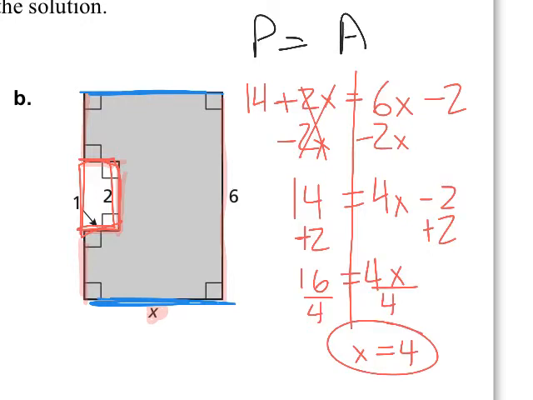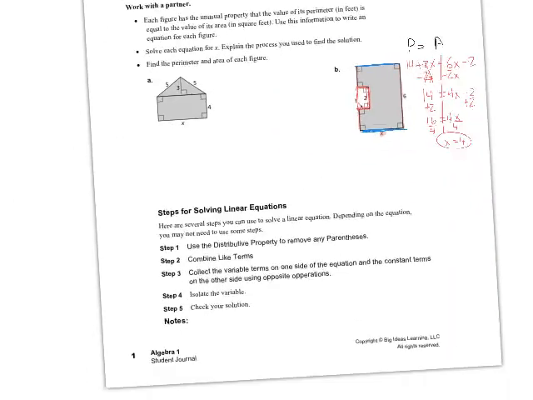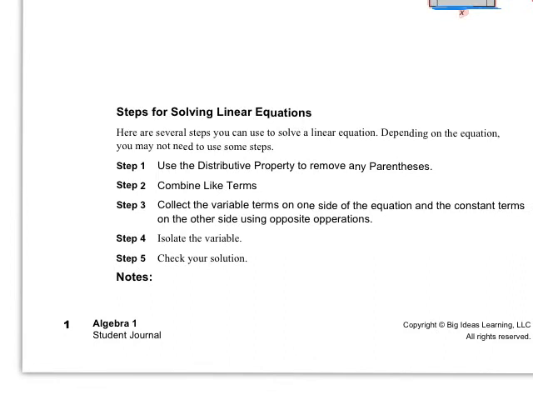All right. Down at the bottom, there are some important steps down here. You can see that we always want to do step 1 and 2, using the distributive property to get rid of any parentheses and combining like terms.